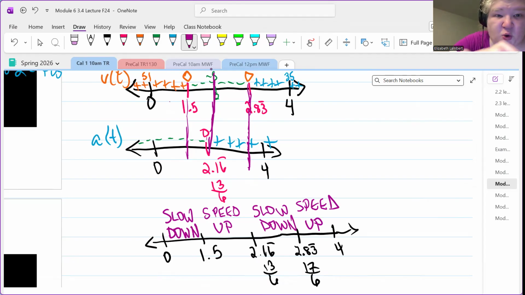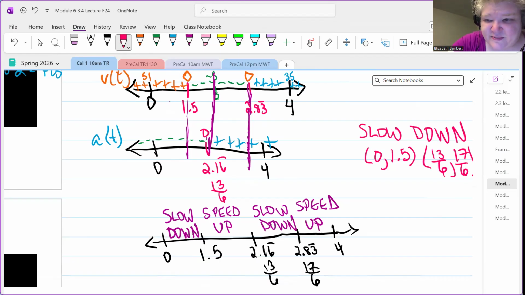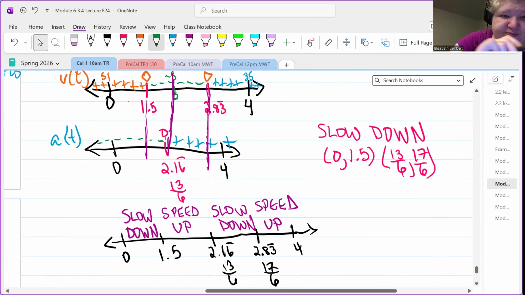So when we go to answer the question, to label these intervals, slow down is from 0 to 1.5. And if that wasn't a terminal decimal, we'd want to use the fraction, but 1.5 is 3/2. Either will work. So that's our first slowing down interval. And then our next one is 13/6 to 17/6. That's the other spot where it's slowing down.